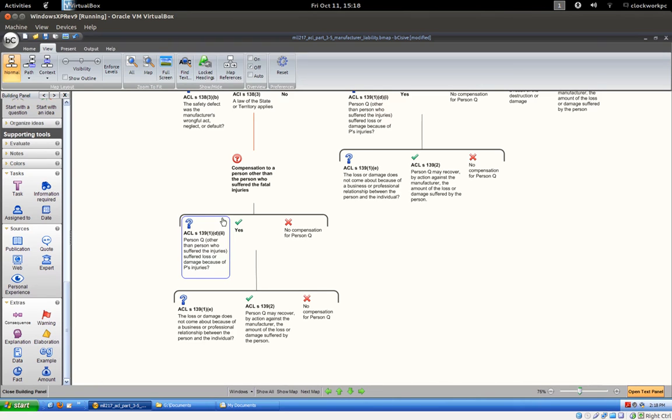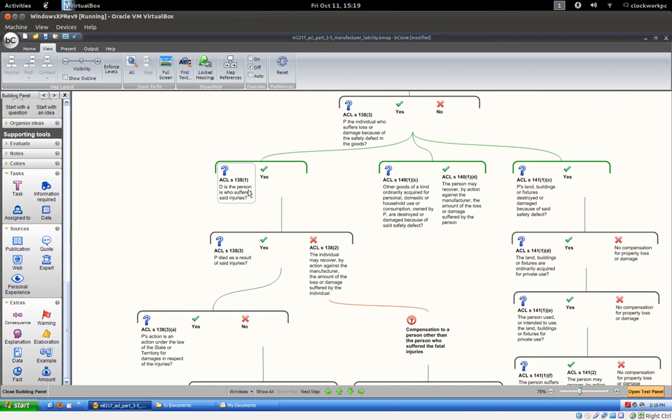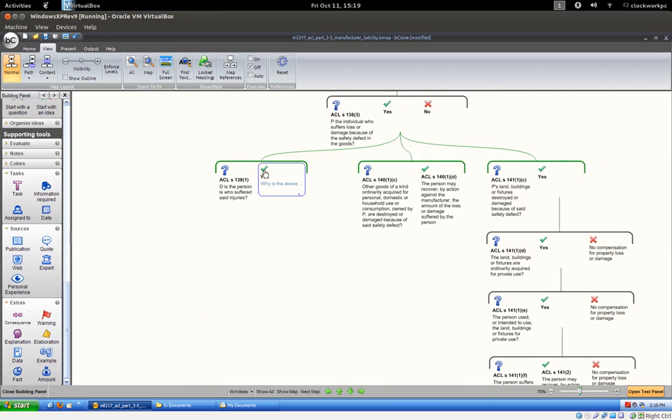then Q may recover loss or damage as well, but only if the loss or damage does not come about because of a business or professional relationship between the person and the individual. So, for instance, if your business partner dies because of a safety defect in a product, you can't sue for loss or damage to your business, but I presume if you are, let's say, married to a person and you are financially dependent on that person, then it might be a different story. But anyway, the relevant provision is 139, subsections 1E and 139 subsection 2. So that's the first kind. So 138 and 139 deal with suffering of injuries, so personal injury.